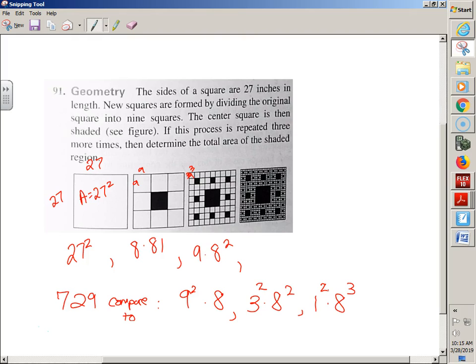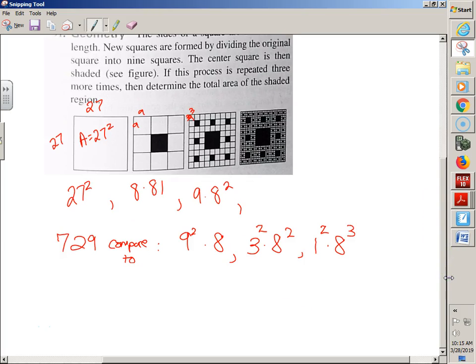So kiddos, what do you see here? What happens when you multiply 81 times 8? What'd you get? 640? How about the next one? 576? And then 512?